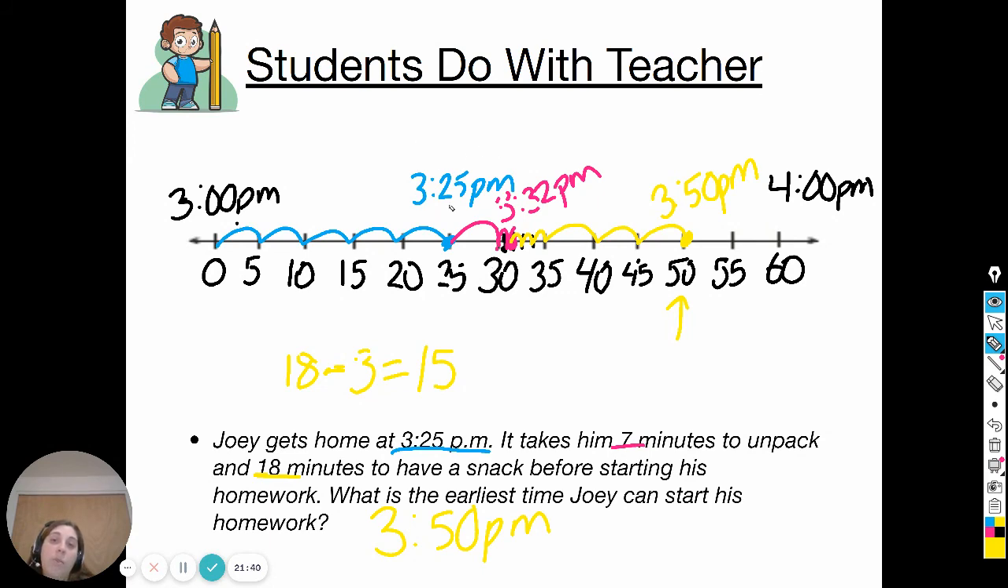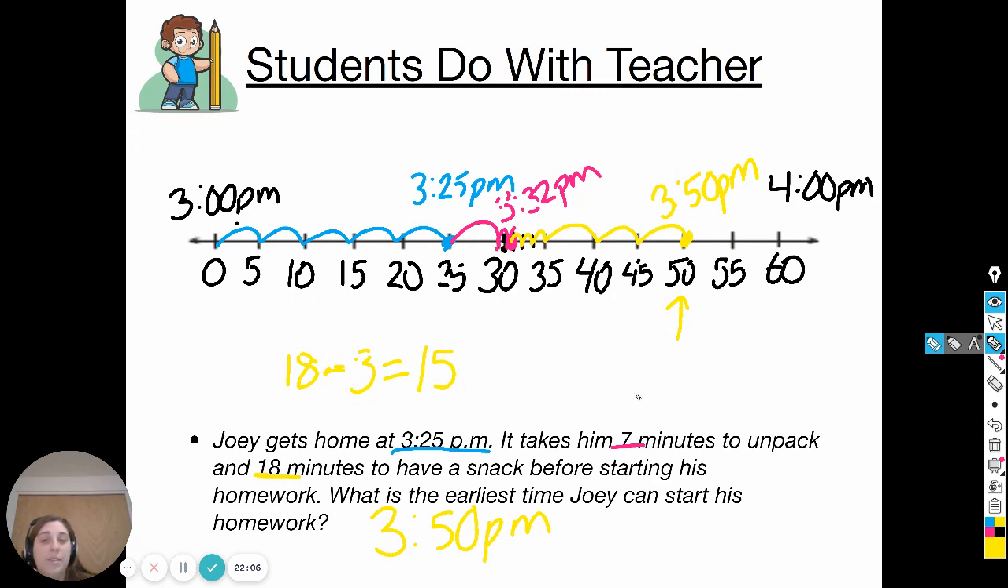Okay, he gets home at 3:25. It takes him 7 minutes to unpack, which puts us at 3:32 p.m. And then it takes him 18 minutes to have a snack, which brings us all the way to 3:50. So that's when he can start his homework. Okay.